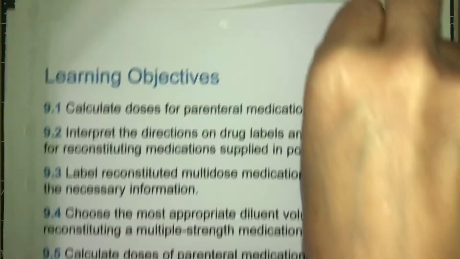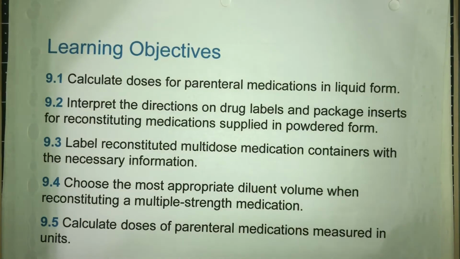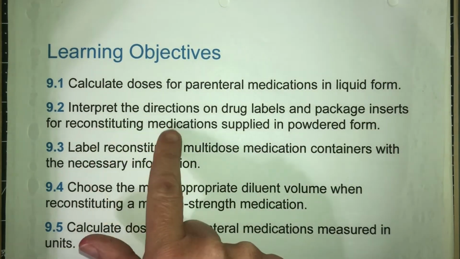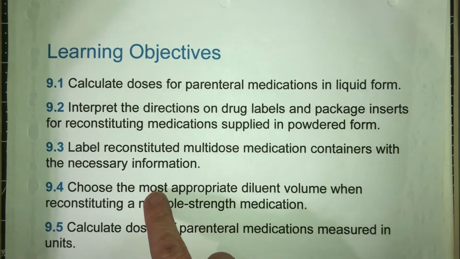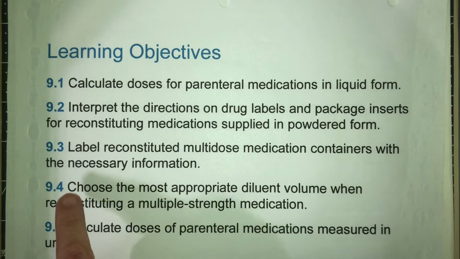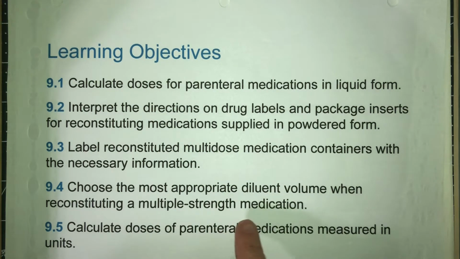So our learning objectives. We are going to calculate dosage for parenteral medications in liquid form. We're going to interpret the directions on drug labels and package inserts for reconstituting medications supplied in powdered form. We're going to talk about labeling reconstituted multi-dose medication containers with the necessary information. We're going to choose the most appropriate diluent volume when reconstituting a multiple strength medication. We're going to calculate doses of parenteral medications measured in units.